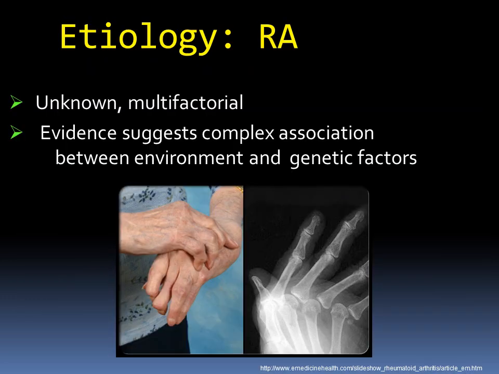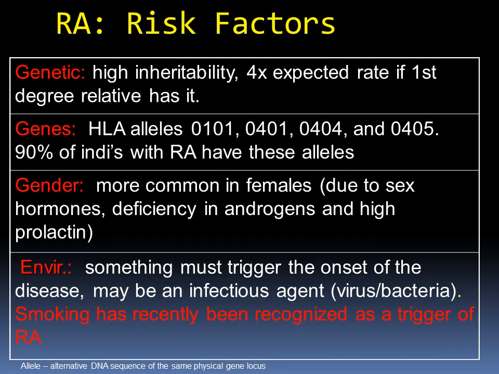So what is the cause of rheumatoid arthritis? Can be multifactorial, yet unknown. The evidence suggests that it is a complex association between the environment as well as genetic factors. If we look at risk factors then, females, positive family history, older age, silicate exposure, and smoking are associated with an increased risk of developing rheumatoid arthritis.